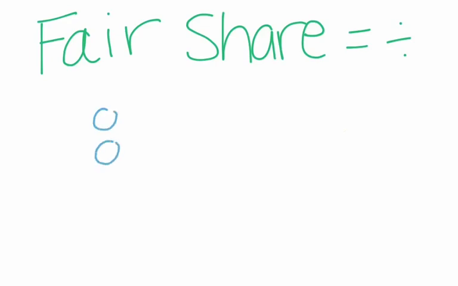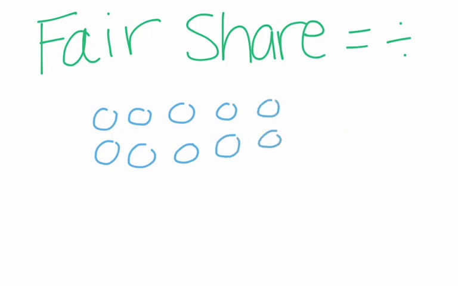So let's count together. 1, 2, 3, 4, 5, 6, 7, 8, 9, 10, 11, 12, 13, 14, 15, 16, 17, 18. Now, if you're wondering why I literally split them up like this, it is because they said 2 equal groups. It didn't say 3, it didn't say 4, it didn't say 5, and so on.